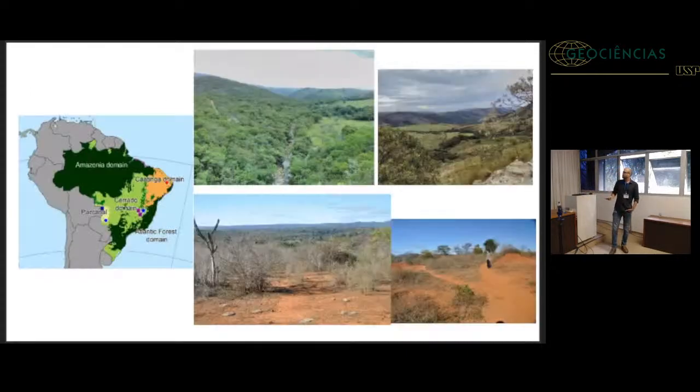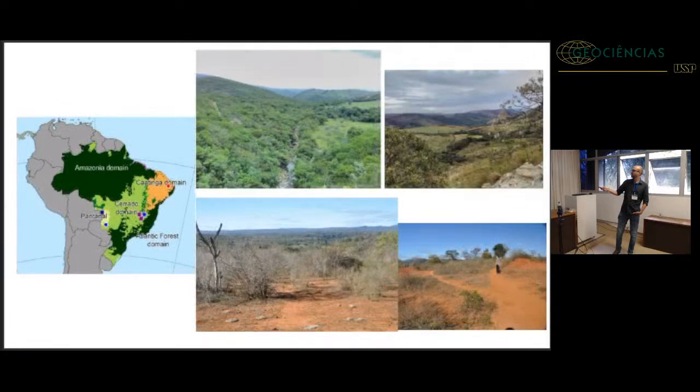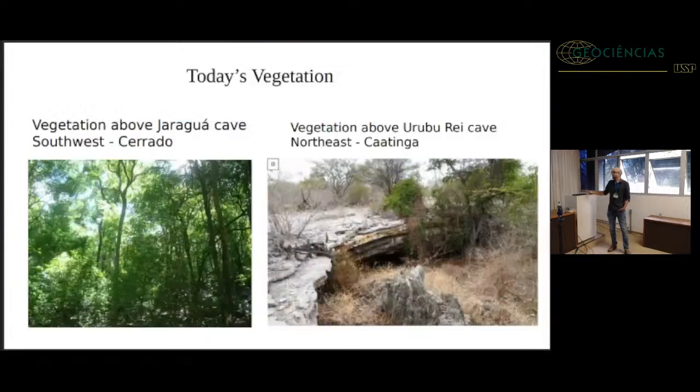Getting to the end of my talk, just to have some context: the Caatinga looks like this, a dry forest. The savanna looks like this, with more forest and more open fields. And we see this in the δ13C today in stalagmites of these two different places. So this is the situation above Jaraguá Cave today. This is the situation above Urbu Cave in northeast Brazil today.